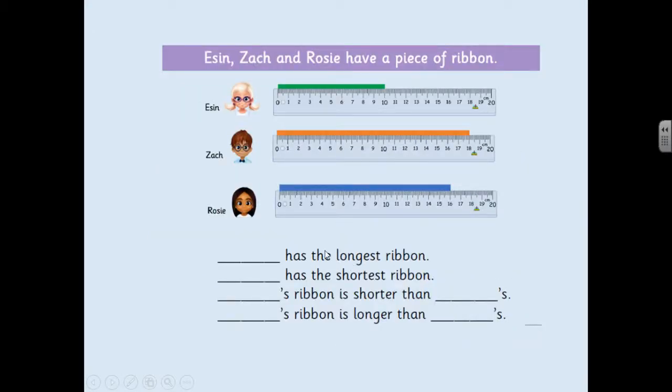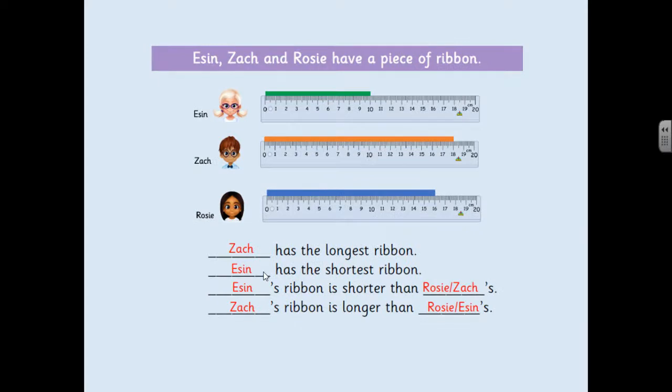Now I've got statements over here. You need to write down their names and see whose is the longest ribbon, whose is the shortest, and also comparing whose ribbon is shorter than whose and whose ribbon is longer than whose. Right, pause the video and have a go at it and see what you come up with.